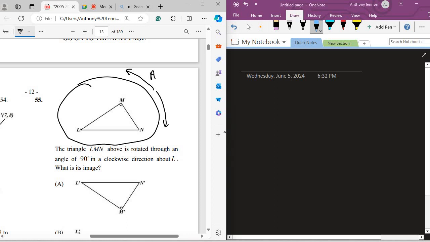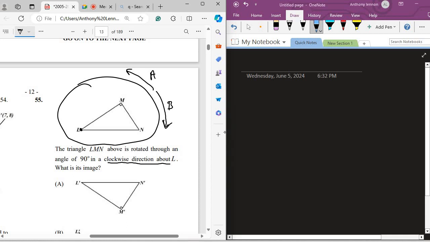Let me call the first one A or B. Which direction are we going? Are we going the A direction or B direction for clockwise? About L, meaning that we actually pin the triangle at L and then rotate the other part around L. So I'm asking the question, are we going A direction for clockwise or B direction for clockwise?